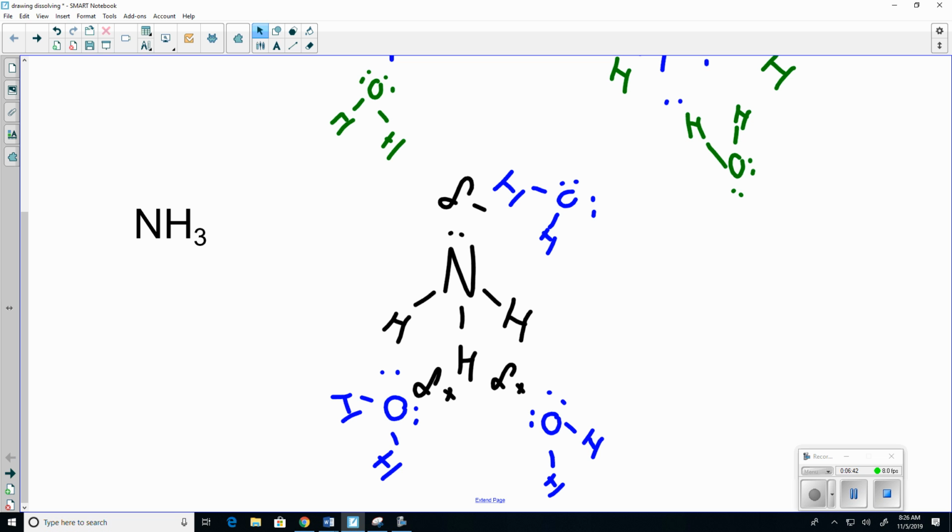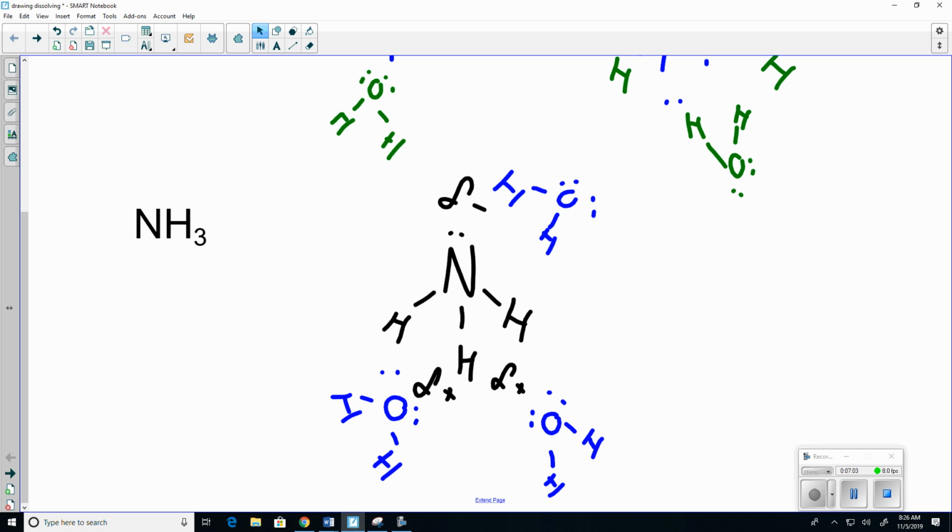Orientation is important. Orientation is referring to the fact that the partial negative of the solvent is attracted to the positive or partial positive of the solute. Again, the difference between ionic and covalent dissolving is that the ionic will dissociate. It will break apart.